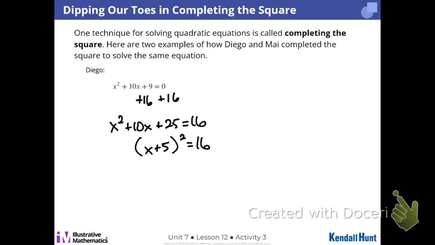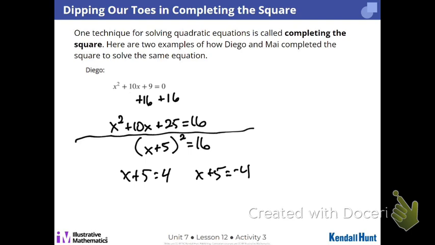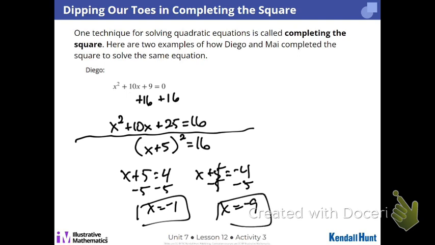Which means x plus 5 can equal what? It can equal 4 or negative 4. So above this line is new today, kind of. Below the line is what we did last class. Okay? And so that means that x equals negative 1 and negative 9. Let's check it out. Negative 1 plus 5 is 4 squared is 16. Negative 9 plus 5 is negative 4 squared is 16.